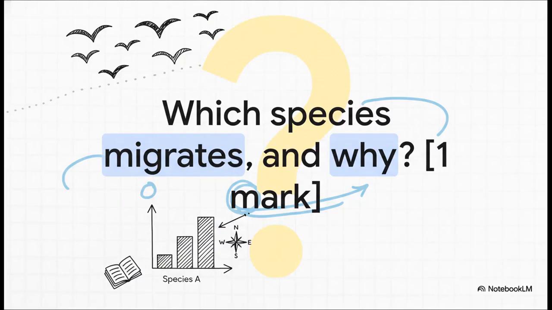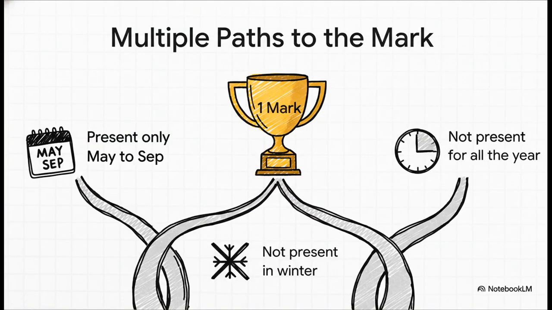Simple as that. And the final part, it tells us one species migrates. Our job is to figure out which one, and importantly, why. So you need 2 things for this mark: the right bird and the right reason taken directly from the graph. The answer is species D. You can see its population is just 0 for a big chunk of the year.